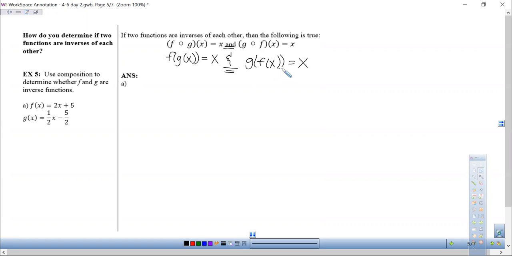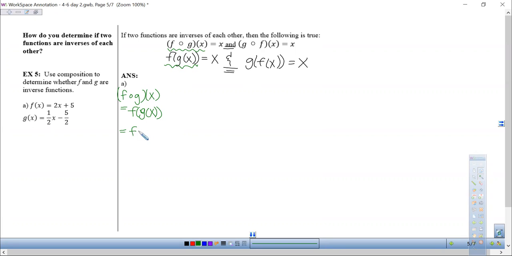So thinking about what's been happening with inverses, they use the opposite operations. Since f has 2 being multiplied and 5 being added, its inverse should have 2 being divided and 5 being subtracted. So it looks like that's what's happening. Let's make sure that it's in the right order by checking. So we're going to start with f of g of x. Or if you prefer to write it this way, f of g of x. We're going to determine if we evaluate that, do we get x?